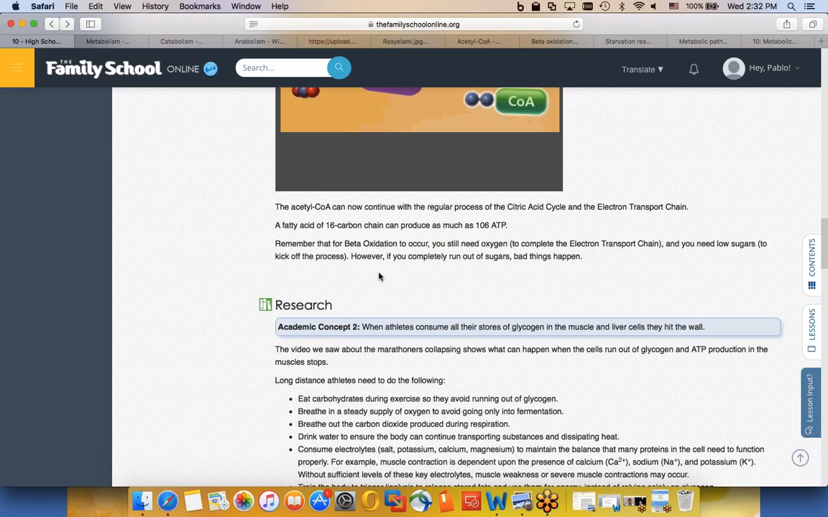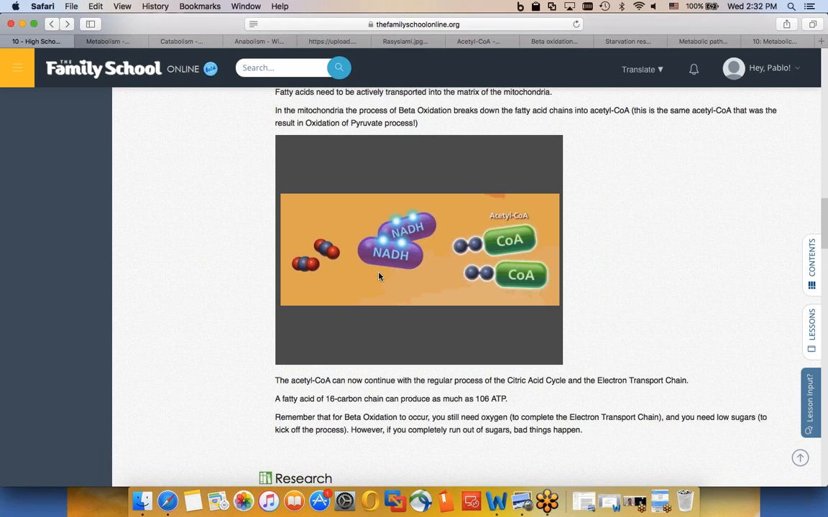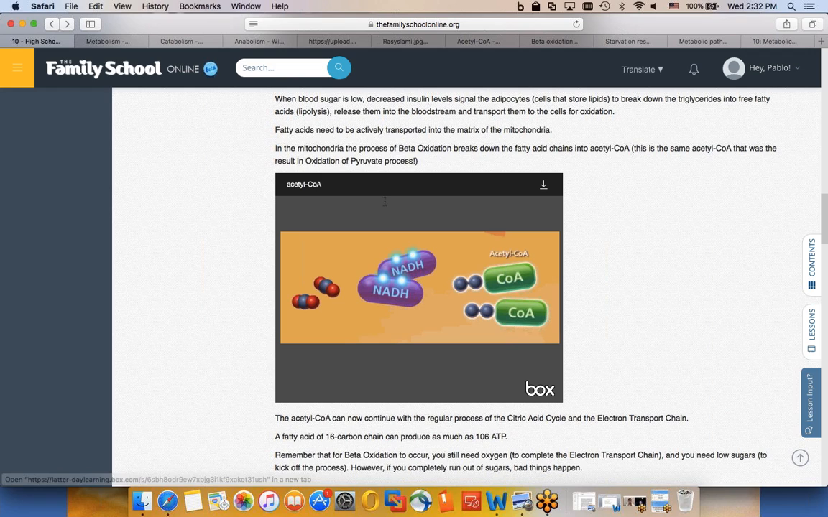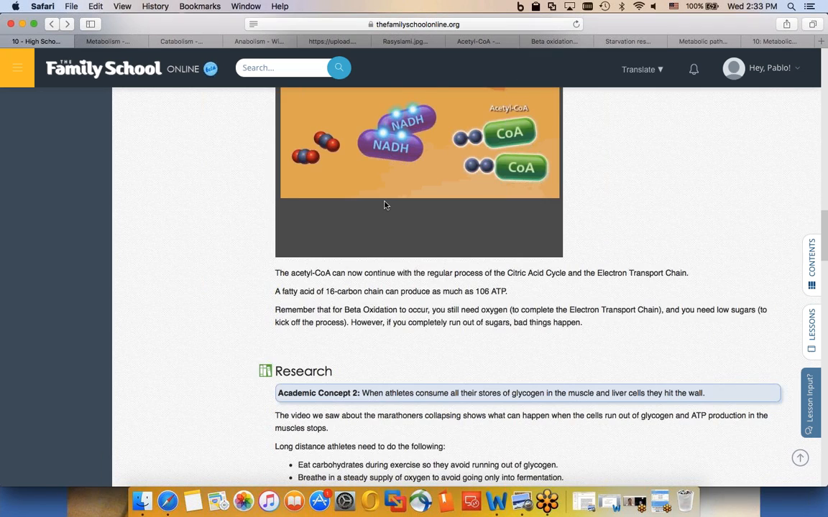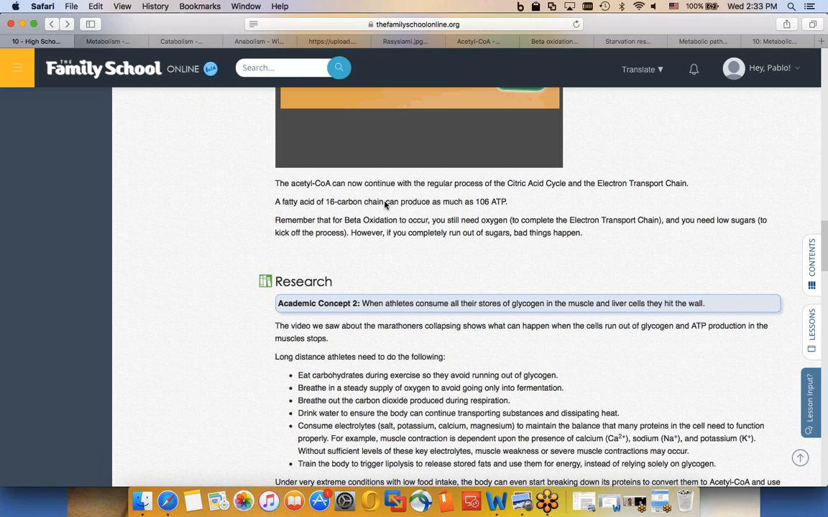Not really. Okay. So I have a question. To do this beta oxidation, to do the process here of fatty acid metabolism, do you still need oxygen? Yes, I think so. Yes. Why would you still need oxygen?